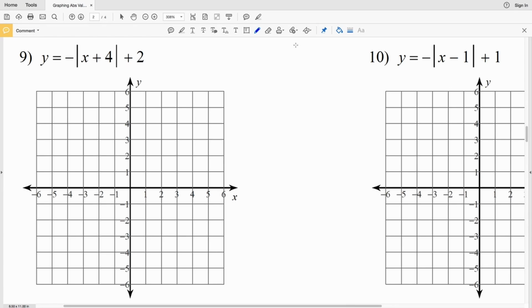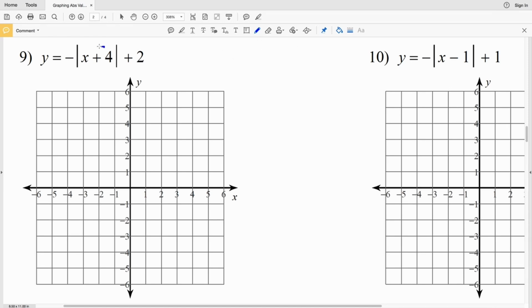The tips and tricks to remember: we're going to find the turning point first. Once we find that turning point, we're going to pick two x values that are the same distance from that turning point to use as x coordinates. And since they're the same distance from the turning point and the absolute value function is symmetric, we know that those will have the same y value, so we only need to actually plug in one x value to solve for both of them. So let's go ahead and get started.